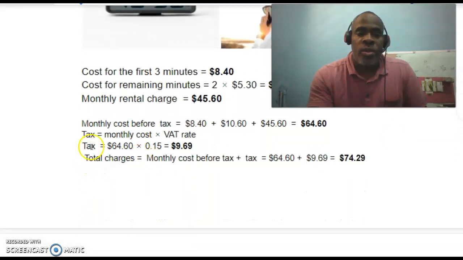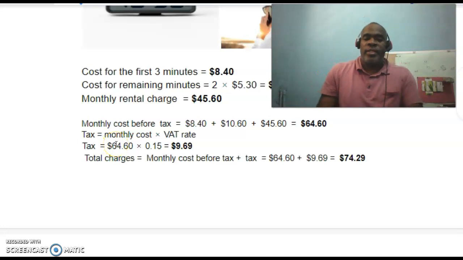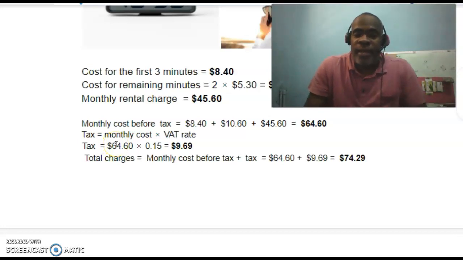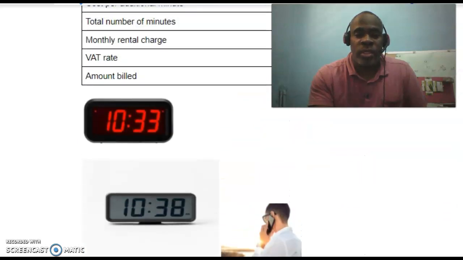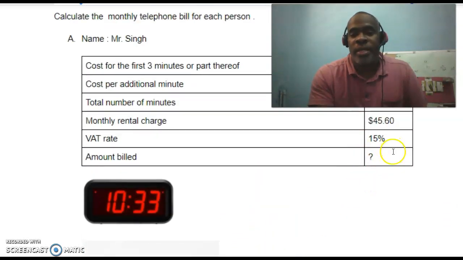Alright? Now, so we multiply the $64.60 by 0.15, and our answer will be $9.69. So our final answer now, total charges is equal to monthly cost before tax plus tax, so the monthly cost is $64.60, and the tax is $9.69. And when we add those two figures, we get our final answer, which is $74.29. So that number would go where the question mark is.